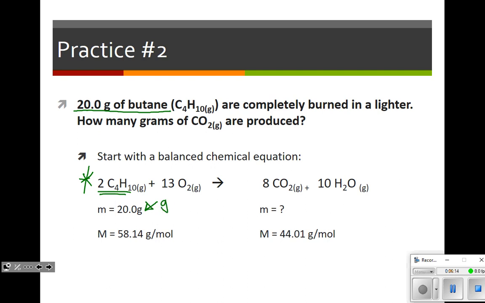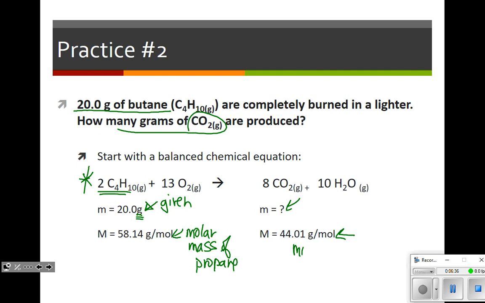This is what's given. Right away, because I have my mass here, I'm going to use my molar mass. I'm going to write it down right away. Here's my molar mass of propane. And then we also identify what we're looking for and the molar mass, because we are looking for how many grams of carbon dioxide. And here's our molar mass of carbon dioxide.